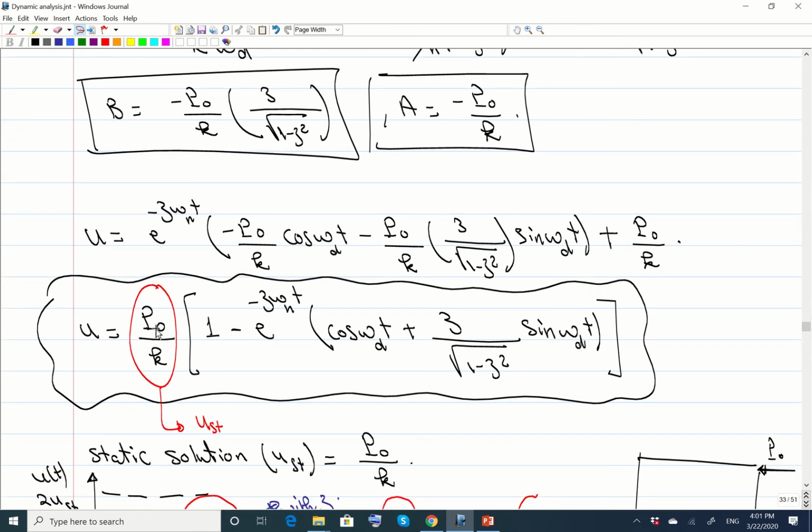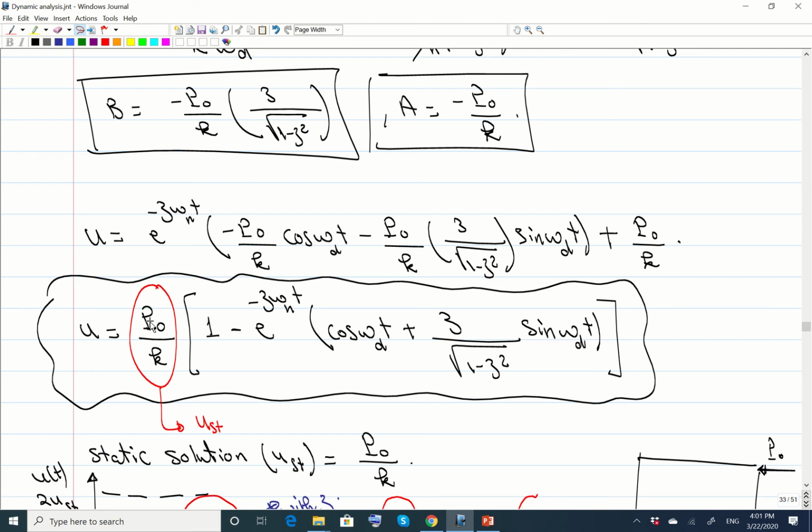So as you see, the solution is P naught divided by k multiplied by some factor. What's P naught divided by k? If you apply a static force of P naught, not a dynamic force, the displacement will be P naught divided by k. So that's the static solution. If there is no dynamic response, there is no oscillation. This is what you would expect: P equals ku, so u is P naught divided by k.